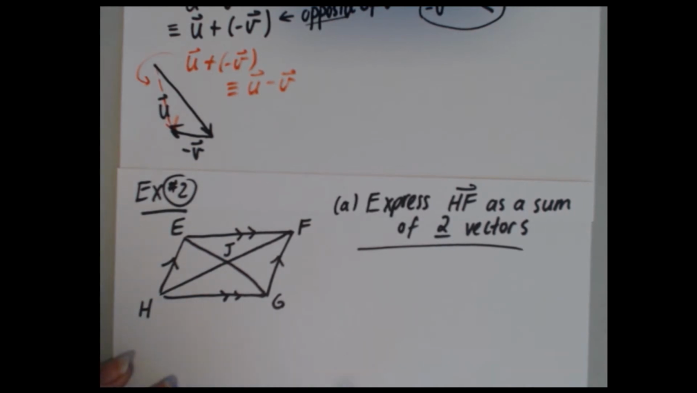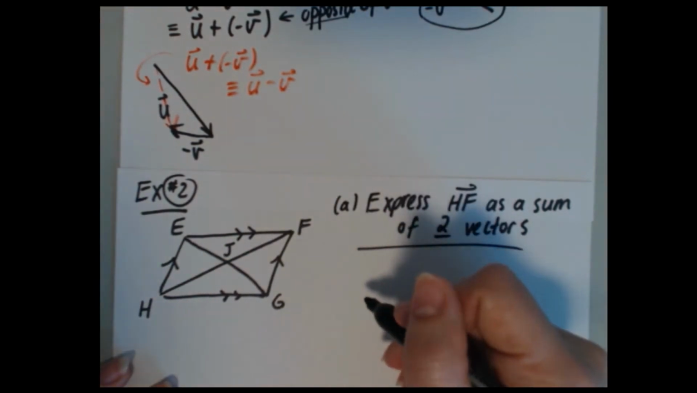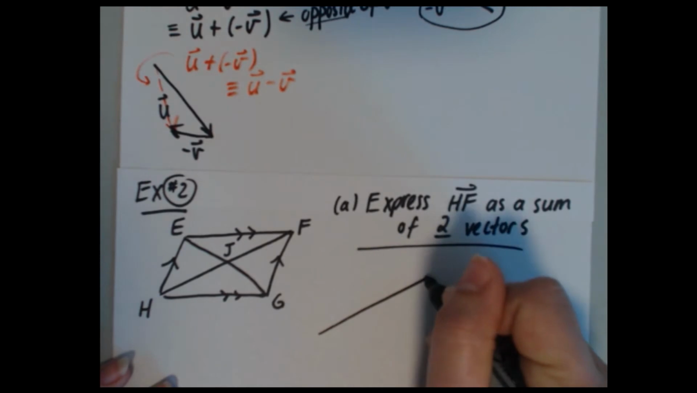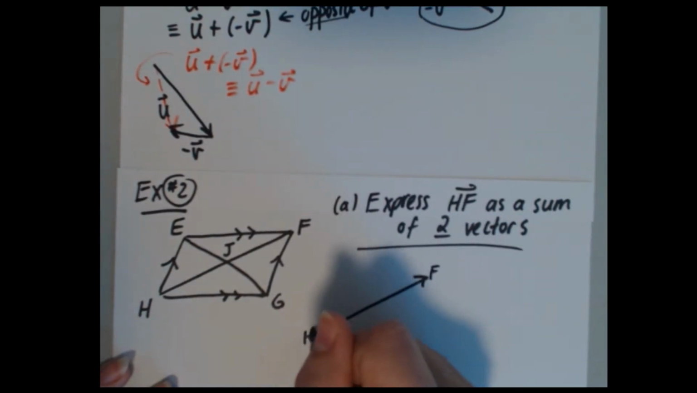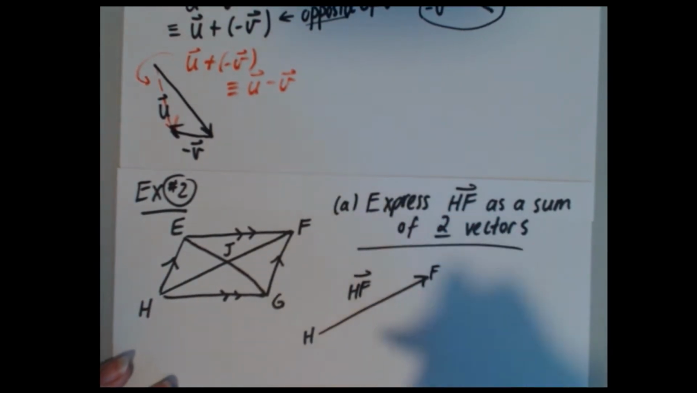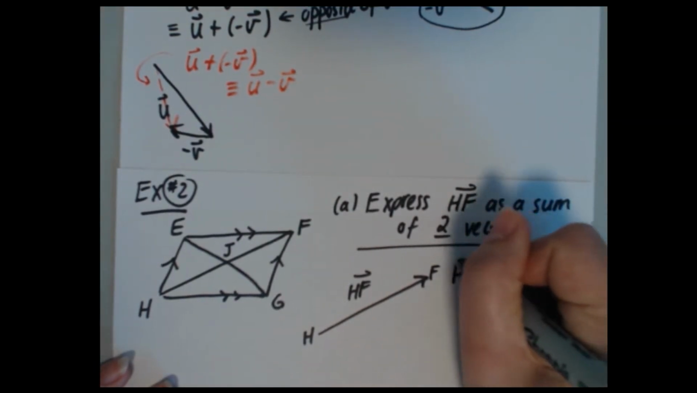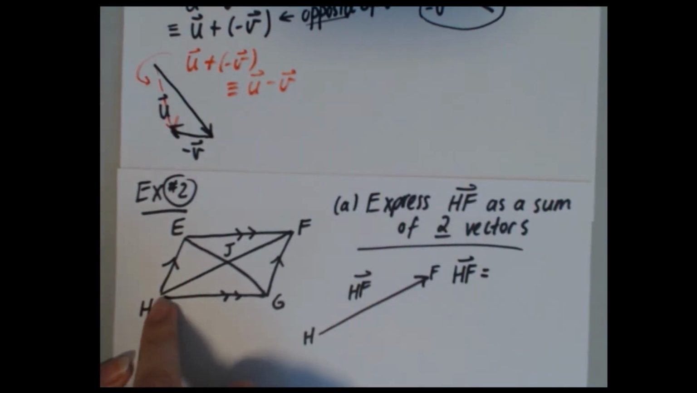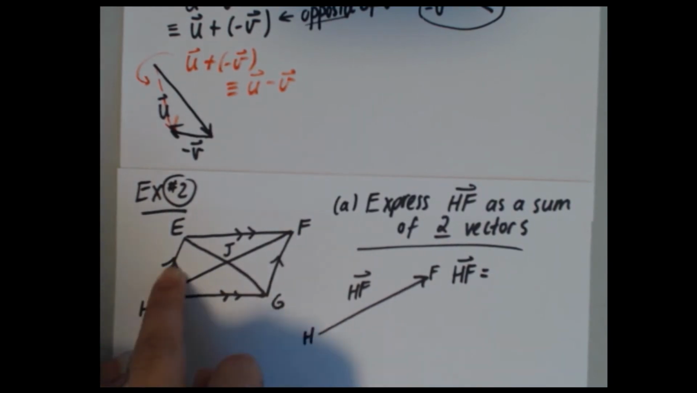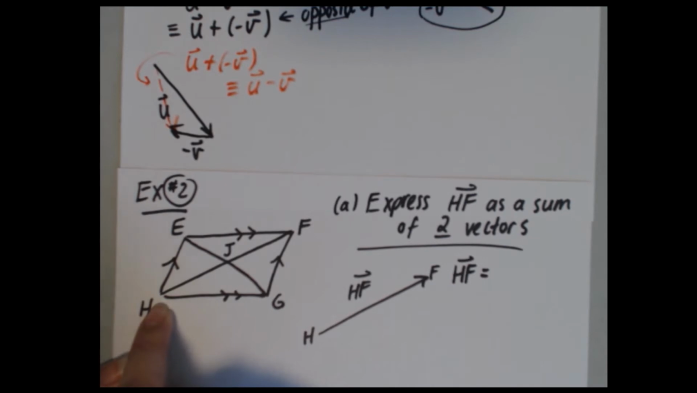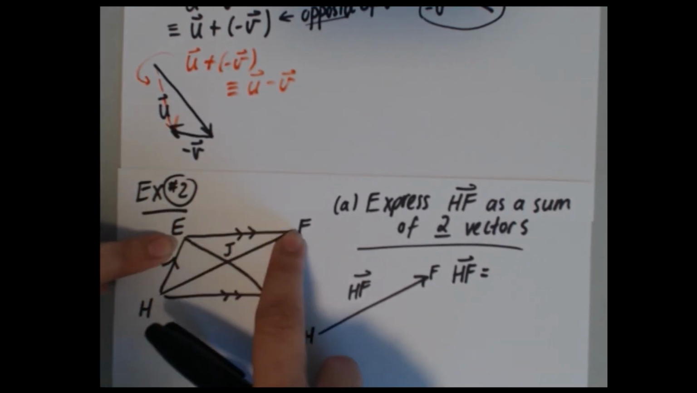We have to express it as a sum of two vectors. If you just visualize it, HF is going to look something like this. So that's your vector HF. We have to figure out two vectors that add up to it. There are going to be a lot of different possibilities here. For example, how do we get from H to F? Two vectors, tip to tail. Well, I can start at H, go to E. So I've got the vector HE, and then added to that, I can add EF.